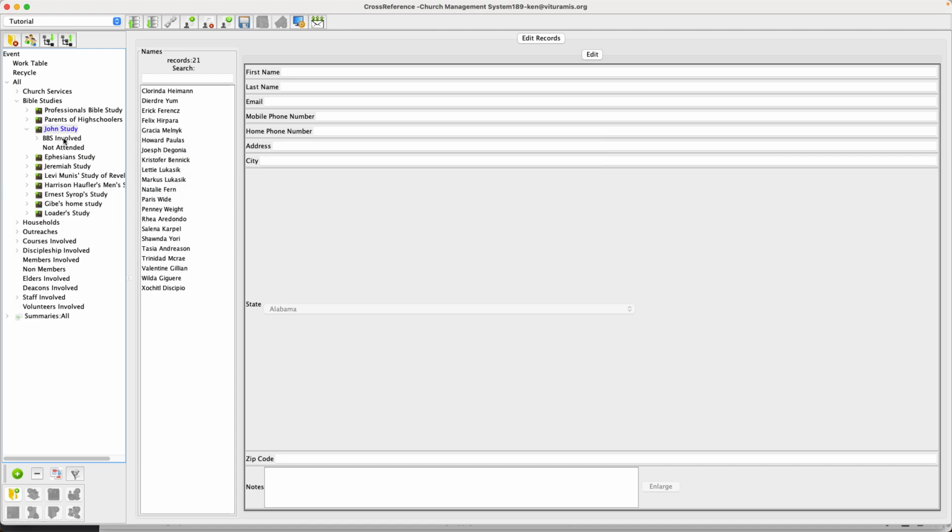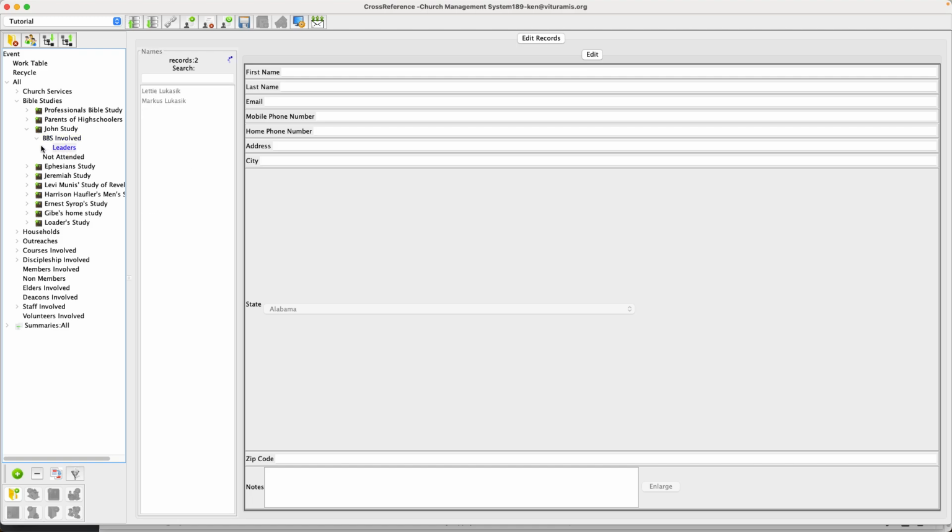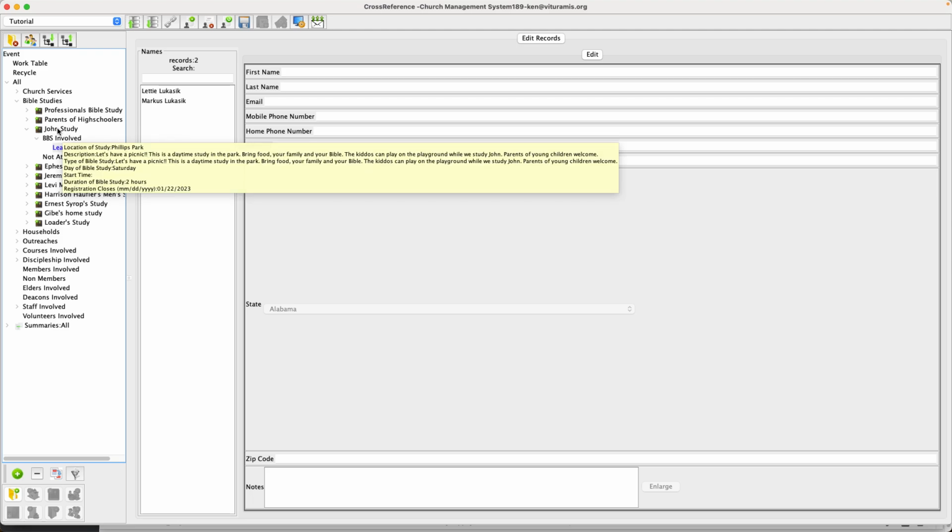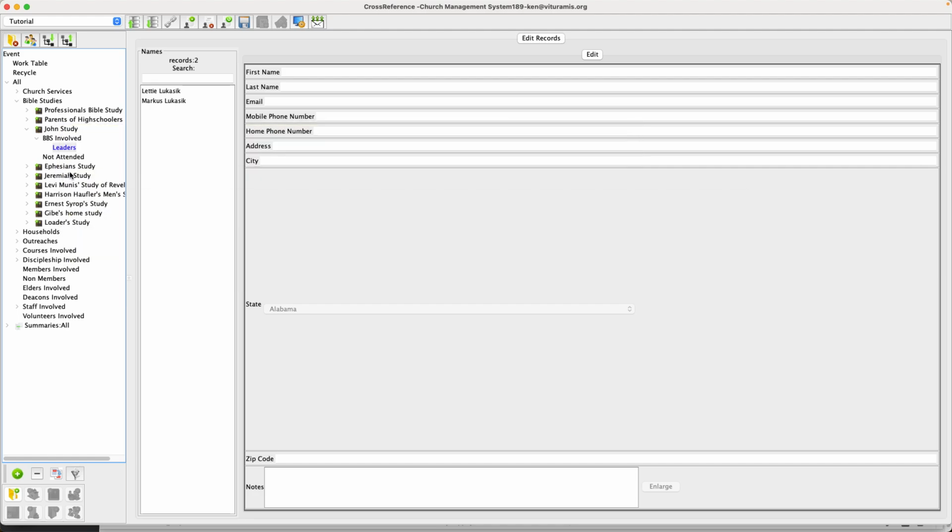If we drill down further, you can see that it's divided between those who are involved and those who have not attended. And when you drill down even further, you see that out of the 13 people who are involved, you have 2 leaders. Now, it makes sense here because the leaders are actually also involved. And those who are involved and not attended are also part of the study as a whole. And everyone within all of these studies are also part of the Bible studies as a large group.